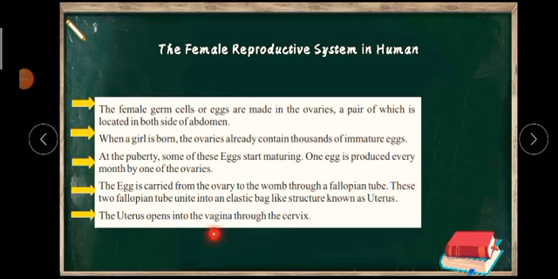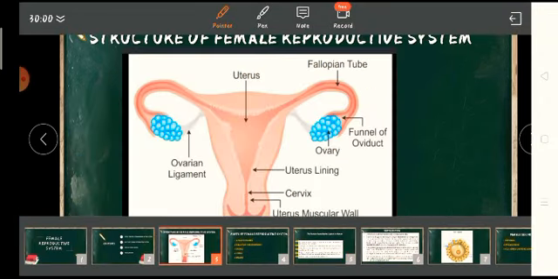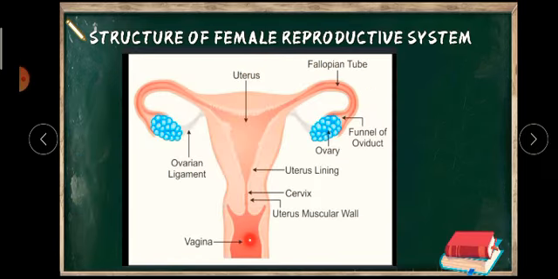The uterus opens into the vagina through the cervix. So this uterus, where is it going to end? It is going to end into the vagina, and it is going to end via the cervix. So this is all about the structure of the female reproductive system.